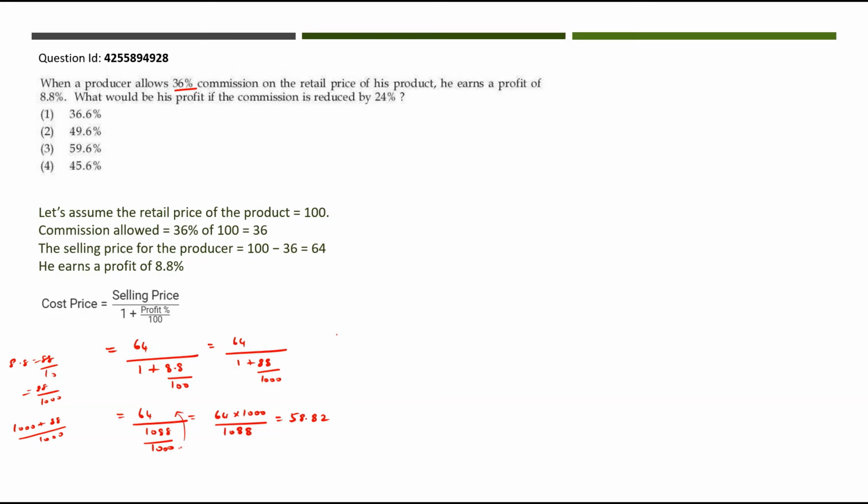See, having something in the denominator with decimal point, you have to divide it and adjust the decimal point accordingly, which is a tedious process. Instead, if you bring to integers like this, at least it will save some time on division is what I feel. So the cost price value will be 58.82.